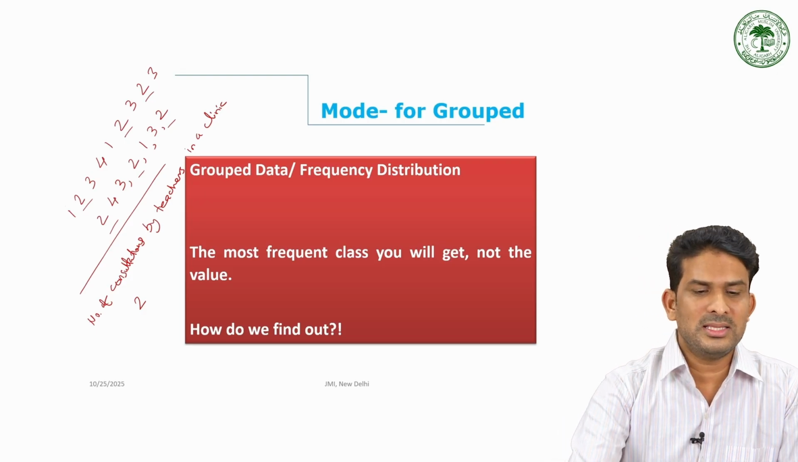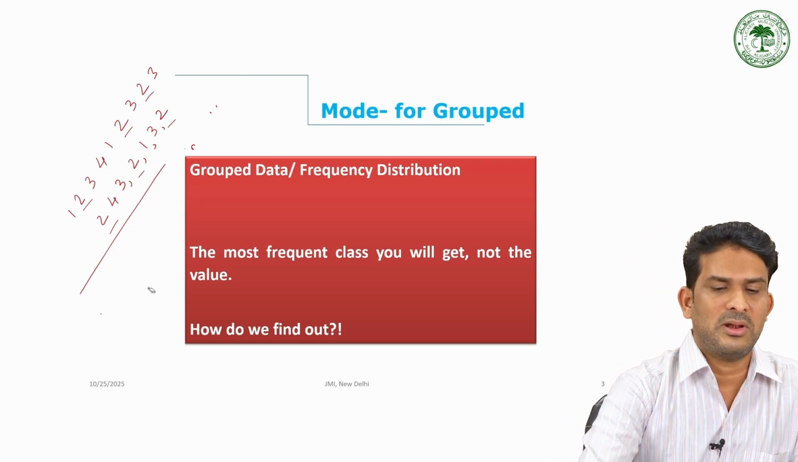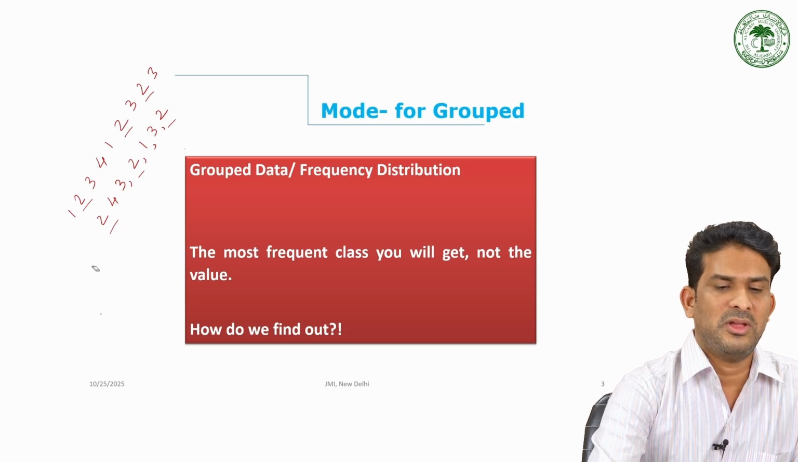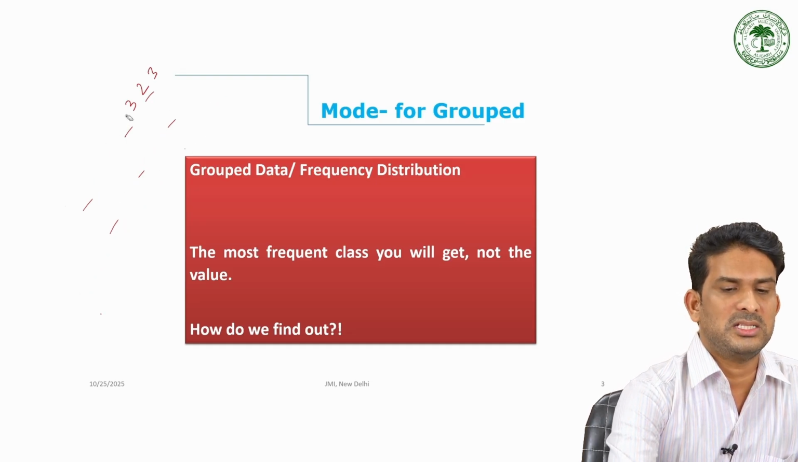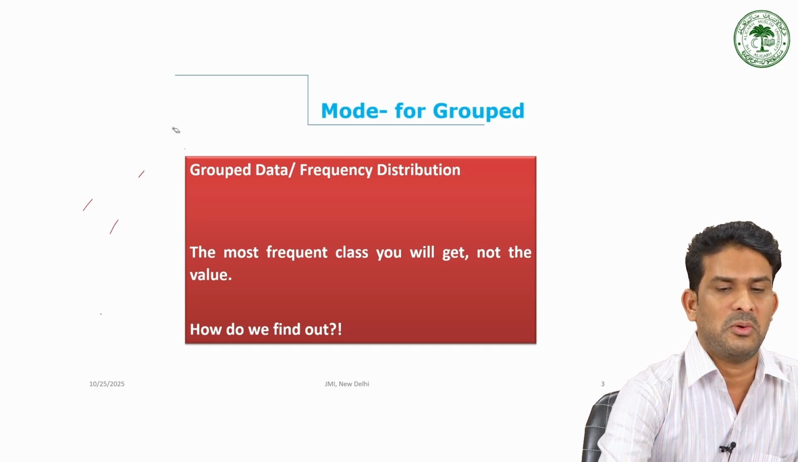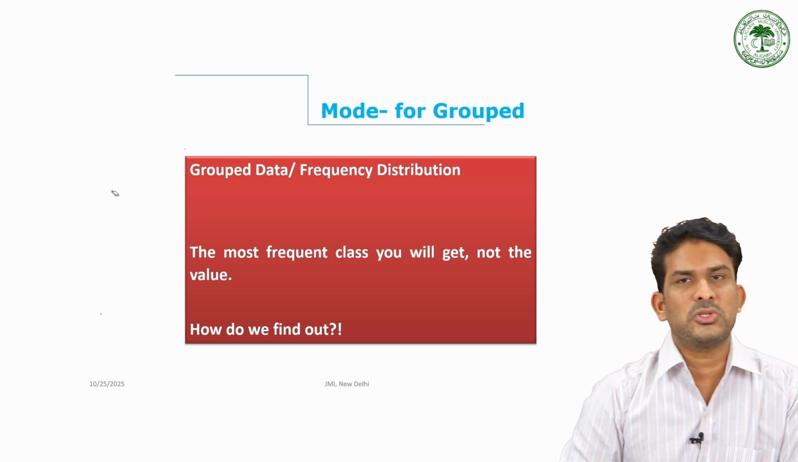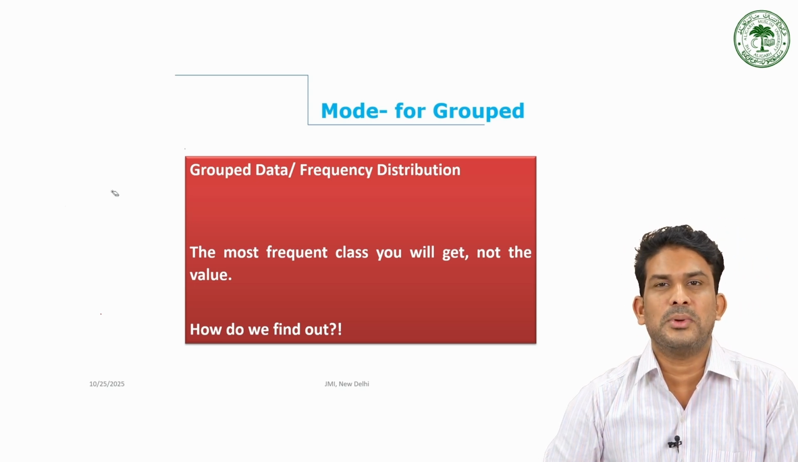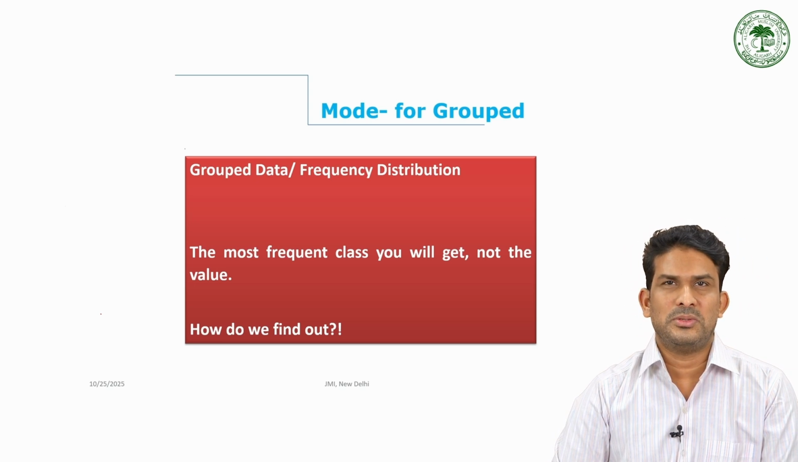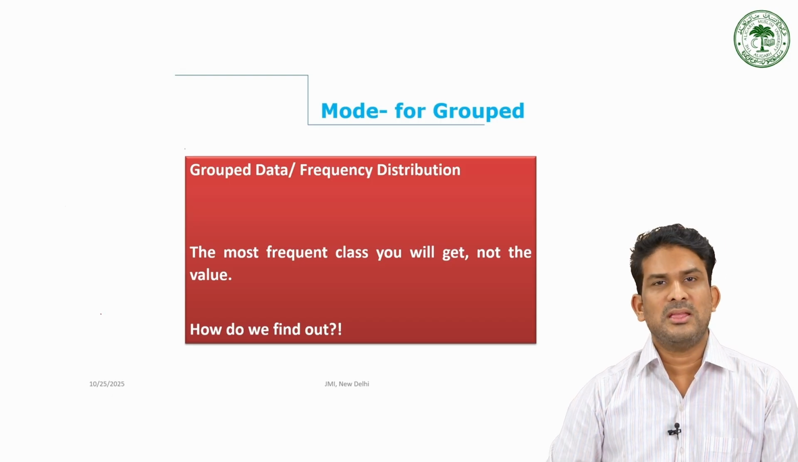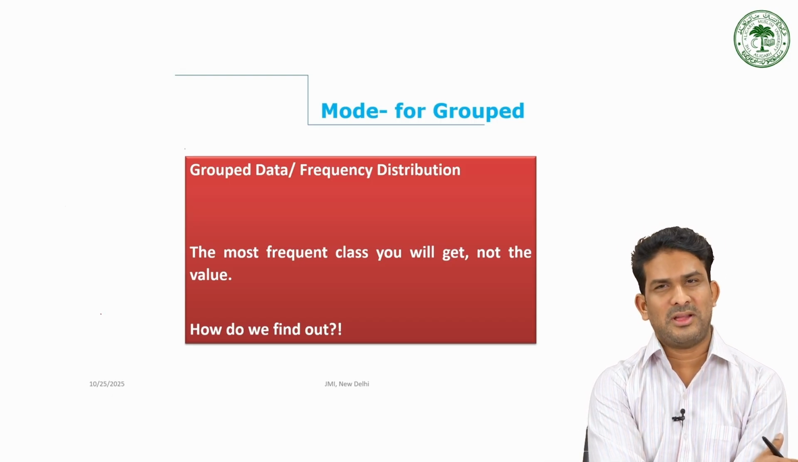Got it? This was a clarity I would like to mention. When we talk about raw data, it is very easy to identify the mode. See what is most repeated. That number we mention as the mode. Now see, for grouped data, how do we identify it?